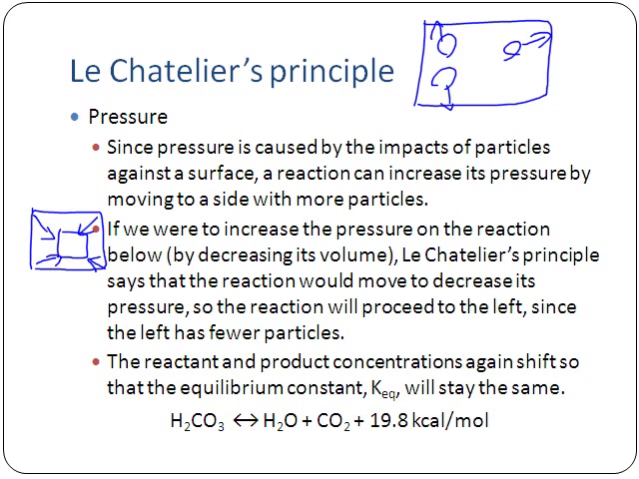So, let's take a look at this. To decrease its pressure, we want to look at the number of particles on each side. On the left side, we have an H2CO3, that's one particle. On the right side, we have an H2O and a CO2, that's two particles. Since this reaction wants to undo our increase in pressure, it's going to move to the side that has fewer impacts, fewer particles, so it's going to move to the left.